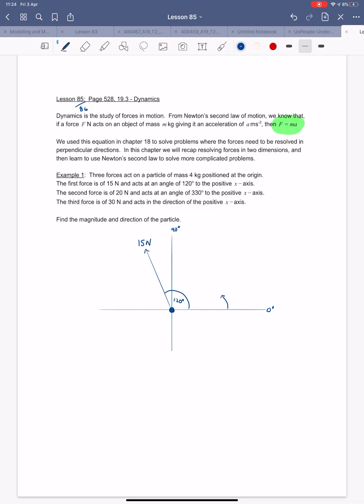So the second one is 20 newtons and acts on an angle of 330. Well, all the way around is 360. So 330 is just below the axis there. And that's 20 newtons. 330. So I'll just put that as 30 degrees that way. And then the third is of 30 newtons and acts in the direction of the positive x-axis.